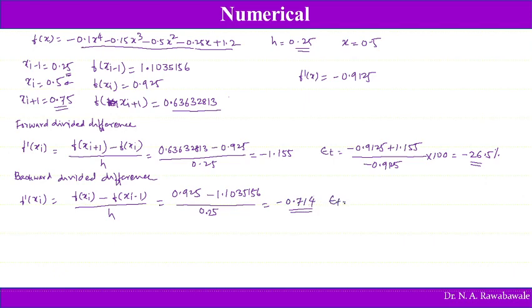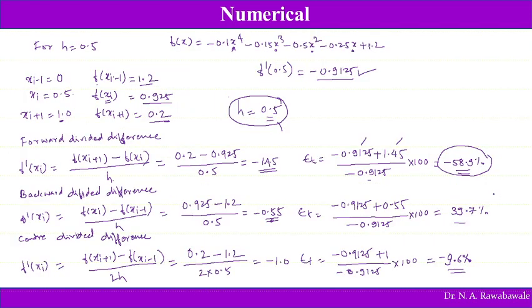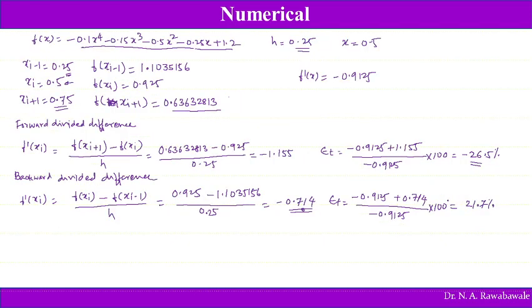So the true error is given by minus 0.9125, which is the exact derivative, minus of minus becomes plus, the approximate derivative which we obtained by the numerical method, that is 0.714, divided by the true value, minus 0.9125, into 100. So this is going to be 21.7%. In the previous case, when we took the step size h equal to 0.5, the error was 39.7%. Now the error is 21.7% using the backward divided difference formula.